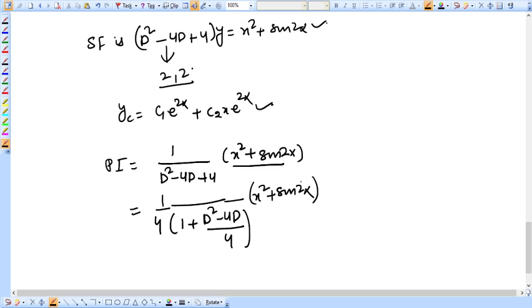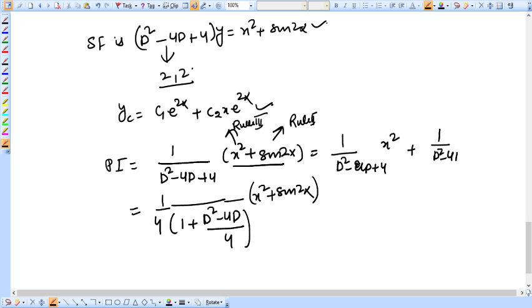Oh sorry, firstly you separate these two things, because this would be solved with the help of rule 3 and this with the help of rule 2. So you just write this in this form: 1 over 4D plus 4 of x square plus 1 over D square minus 4D plus 4 of sine 2x.